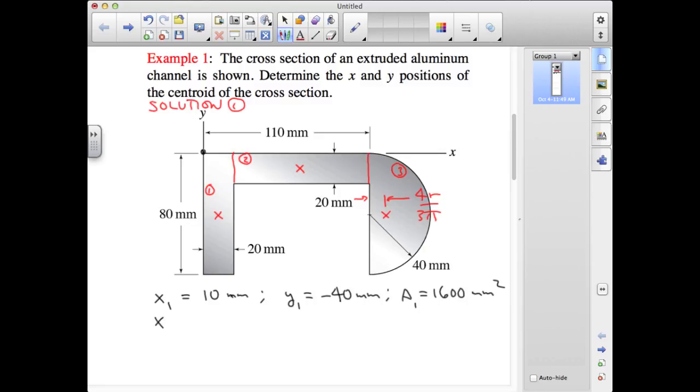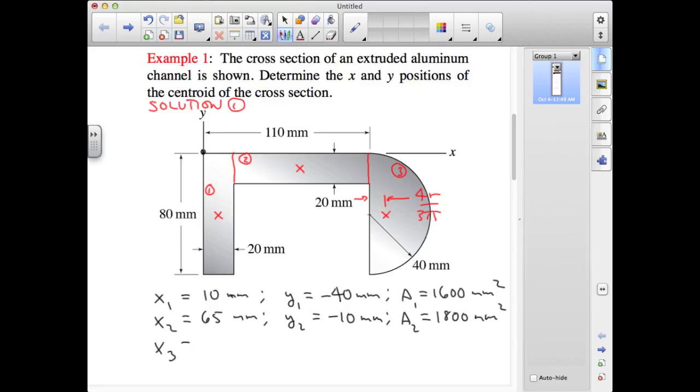For the second rectangle, it has a width of 110 minus 20, or 90 millimeters, and so half that width will be 45, but we've got to cross 20 millimeters of the first rectangle first, so x2 is 20 plus 45, or 65 millimeters. y2 is minus half the height, which is minus 10 millimeters. And this area is 90 times 20 millimeters squared, or 1800 millimeters squared.